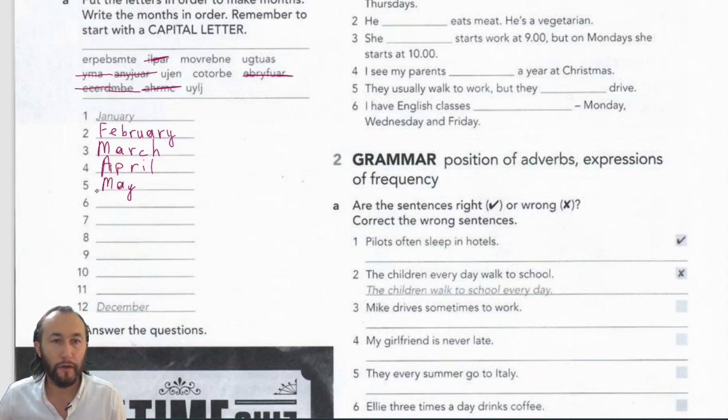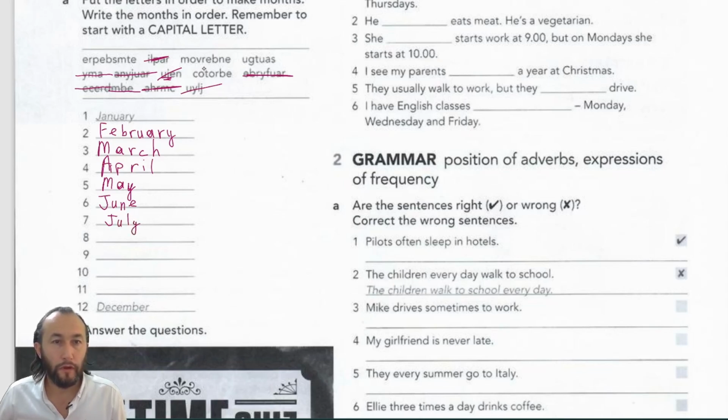Number 6, the 6th month after May, what comes? After May comes June. So that must be this one, this guy here, 4 letters. So we're going to start with J, capital, right? And then U, and then N, and then E. That's it. Number 7, July, here. So we're going to write J, U, L, and then Y.